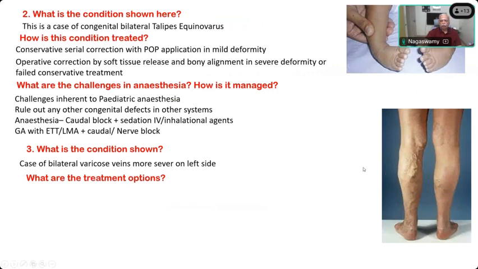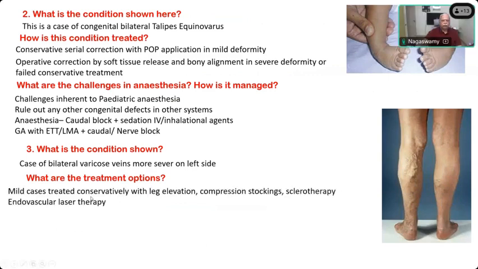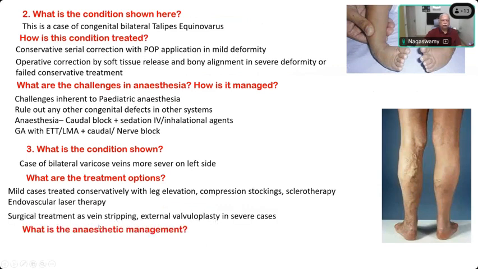What is the treatment option for this? Stripping, sclerotherapy, surgical sclerotherapy, stripping, radiofrequency ablation. Okay, good. Mild cases are treated conservatively with leg elevation, compression stocking, sclerotherapy, or endovascular laser therapy, which is a newer thing which has come out. And surgical treatment is vein stripping, external valvuloplasty in severe cases.